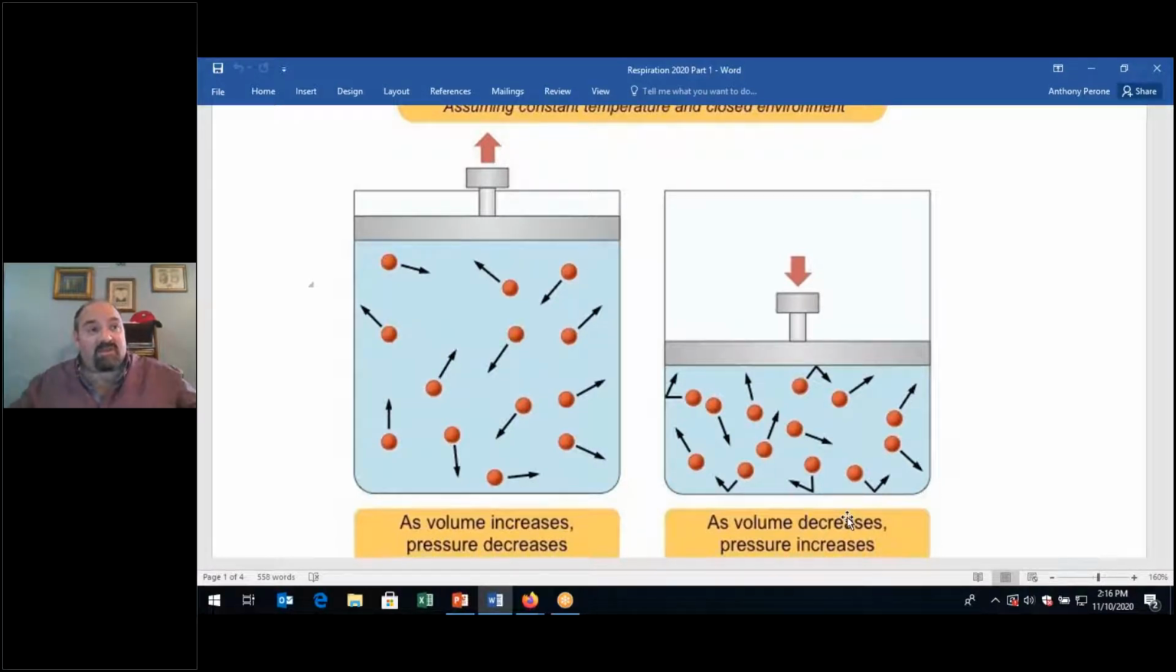So the pressure within will be greater than the pressure in the atmosphere. That's an important concept to understand regarding the respiratory system, because this is how gases move.